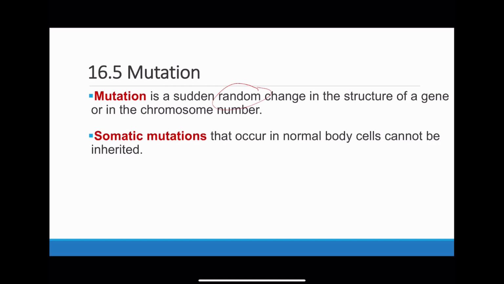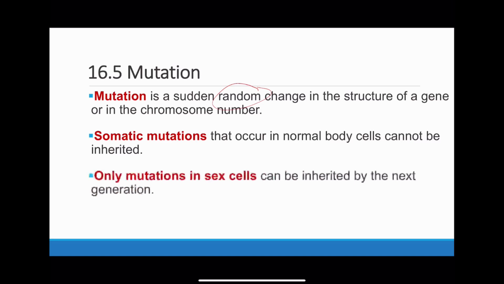But because this mutation happens in the skin cell and not in the gametes, that means not in the sperm cells or the ovum cells, it cannot get passed on to the offspring. Only mutations that happen in the sex cells, or affect the sex cell production itself, can be inherited by the next generation. So it's good to make this clear distinction.